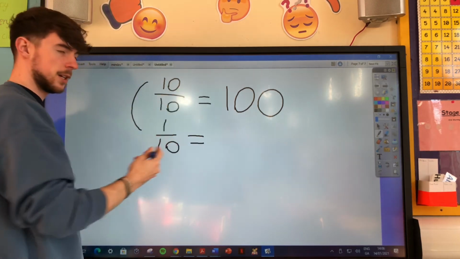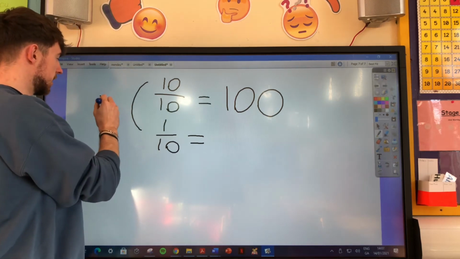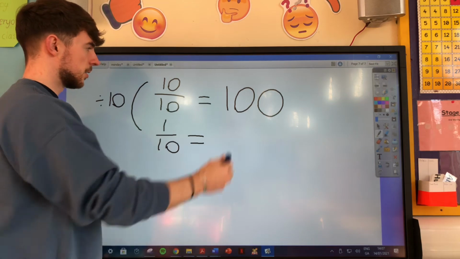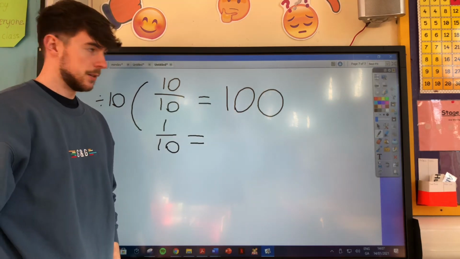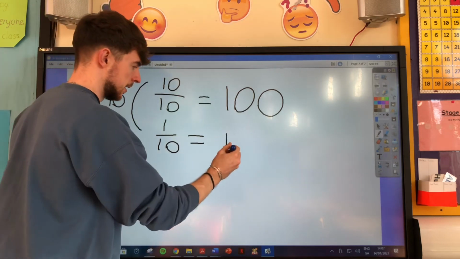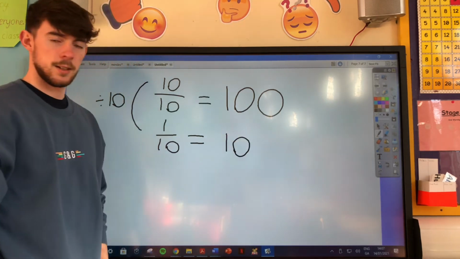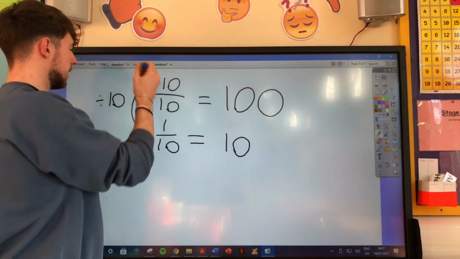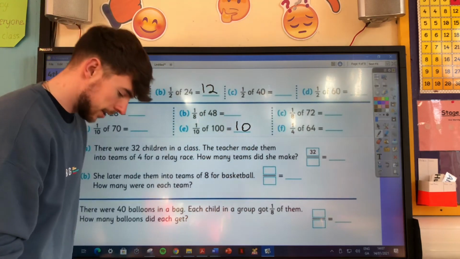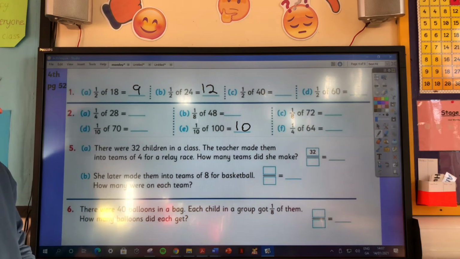Okay, what do we do here? We divided by 10 to get down. Alright? So what do we have to do on this side? Divide by 10. What's 100 divided by 10? 10. Alright? So can everyone see how we got that? If you have any problems with this, please contact me. This is very important. Right?